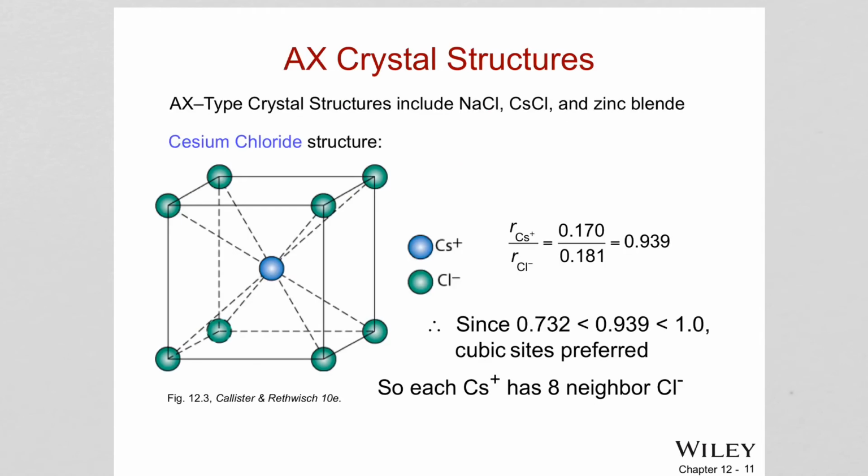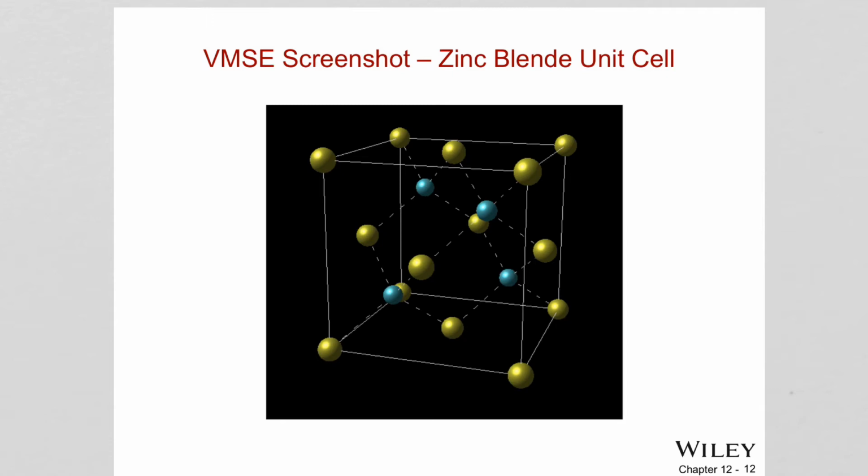And now let's go back. Okay, here. And of course in this structure the cation has 8 neighboring ions, which are the chlorine anions, shown in green. And this is just an image showing us the zinc blende. Remember, it's a tetrahedron structure.